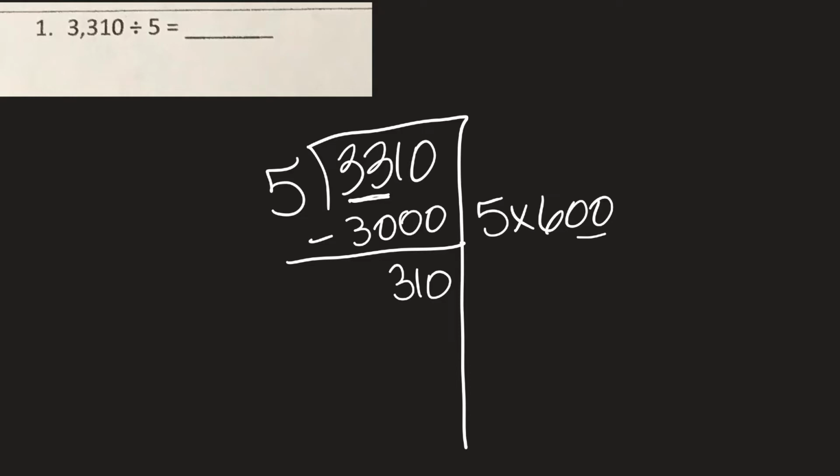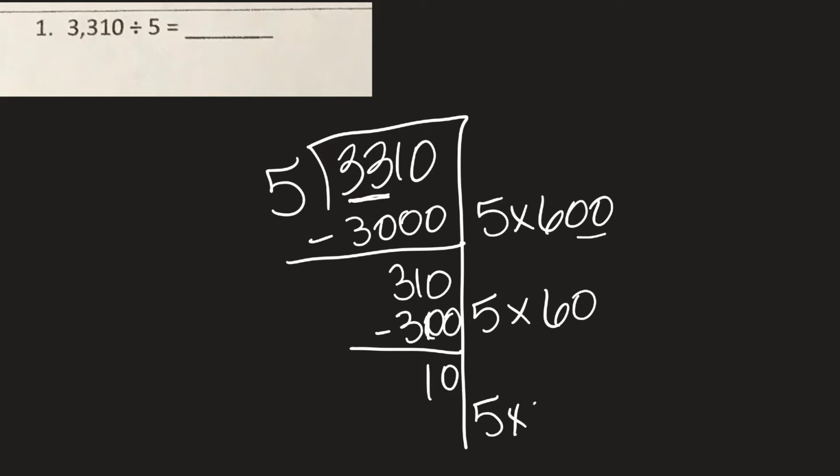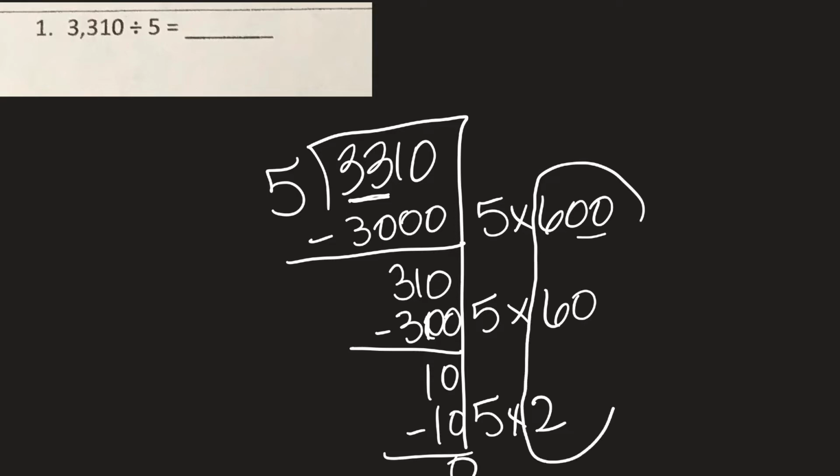So that leaves 310. Okay, so if 5 times 600 is 3,000, then I could do 5 times 60 and take away 300 and have 10 left, and I know 5 times 2 is 10. And then I'm going to add up my groups of 5. So 600 plus 60 plus 2 is 662.